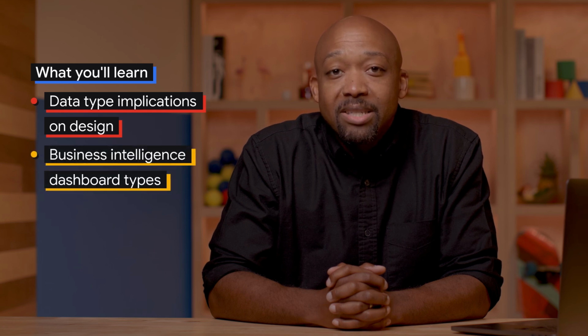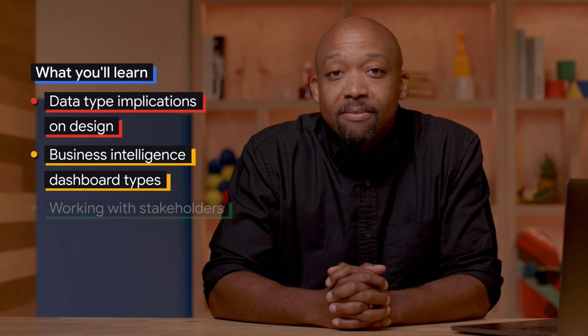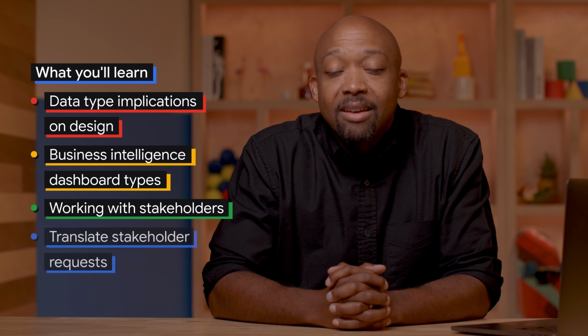You'll learn about data type implications on design, which will help you make good decisions about how to present data when creating visualizations. Next, you'll check out business intelligence dashboard types and consider how to select the right type of dashboard visualizations based on user requirements. Then, you'll learn more about working with stakeholders, including how to ask questions that unpack stakeholder needs. Finally, you'll discover how to translate stakeholder requests into a design plan and test its functionality through the use of wireframing. These topics will prepare you for the planning and communication aspects of design and help you create a design plan that you can implement with confidence. Let's get started.